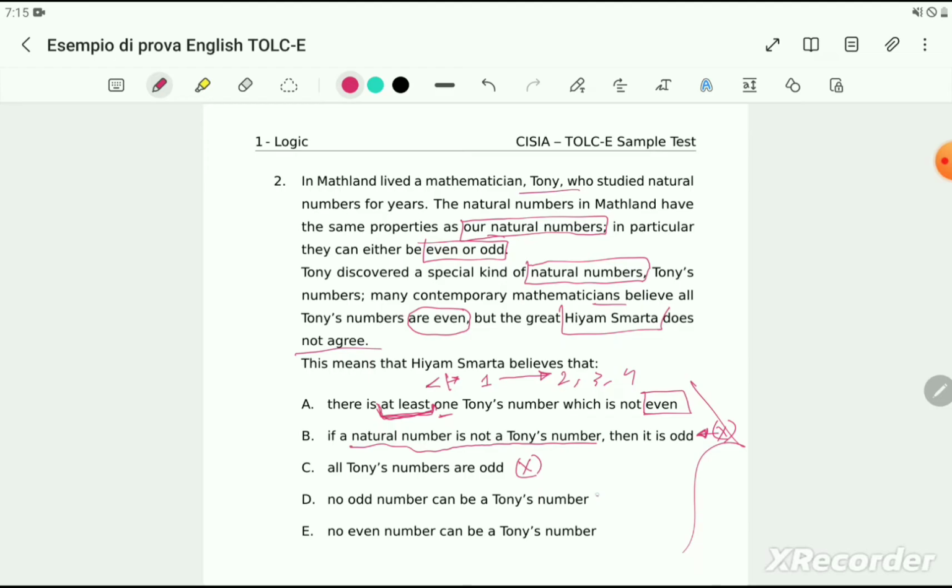No, we cannot say that, because someone disagrees. There might be some odd numbers according to other scientists or other mathematicians. No even number can be a Tony's number. No, many mathematicians believe that almost all or all numbers are even. So my answer is there is at least one Tony's number which is not even. This is the correct answer.